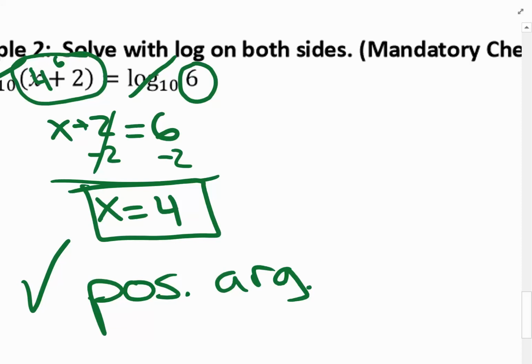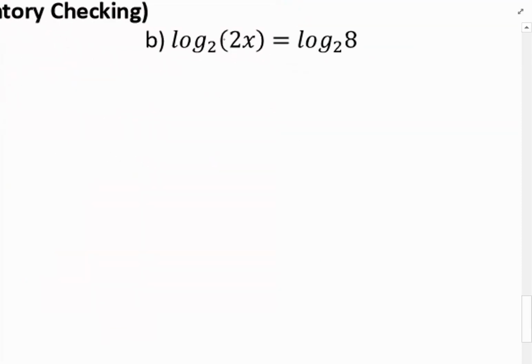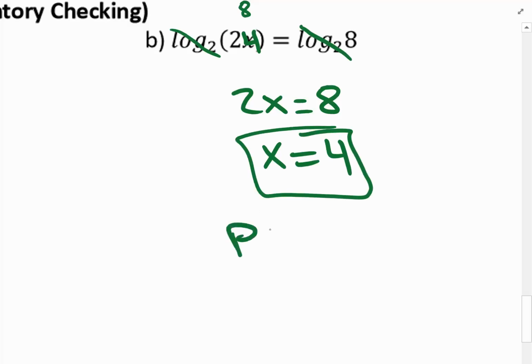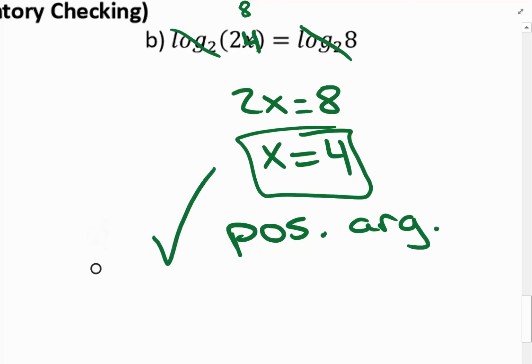Next one. The logs are the same. They're both log 2. Cancel. Divide by 2. Now check. You have to check. If I plug in 4, 2 times 4 is 8, which is a positive argument. Same on the other side. I can keep this as my answer because it has a positive argument.